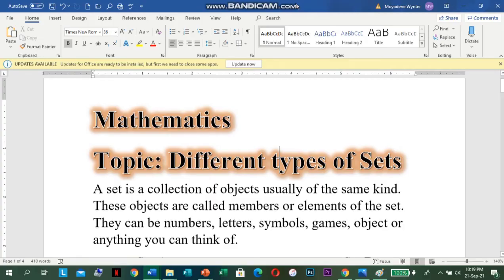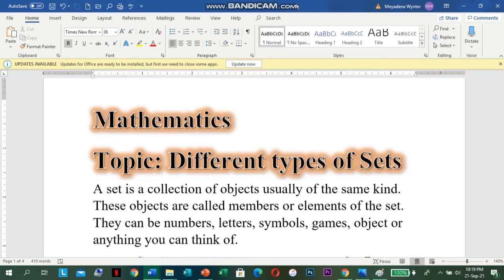Good morning, grade 5 students. Welcome back to another teaching and learning exercise. This morning we will be looking at the subject mathematics and the topic different types of sets.